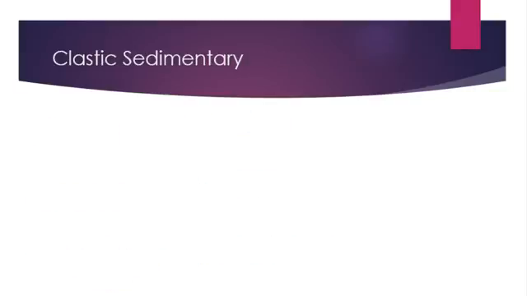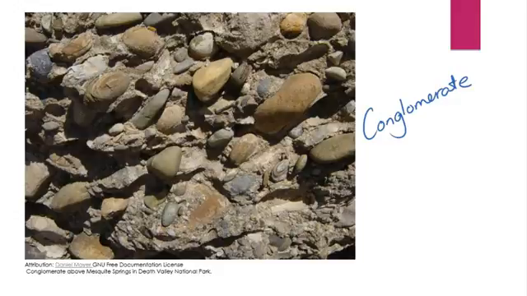First of all, let's look at clastic sedimentary. These are the ones where you can easily see the broken down pieces of rock. Here is a very good example. This is conglomerate. As you can see, this is rock that's made out of smaller pieces of rock all cemented together. Large and small pieces of rock, not just one size.